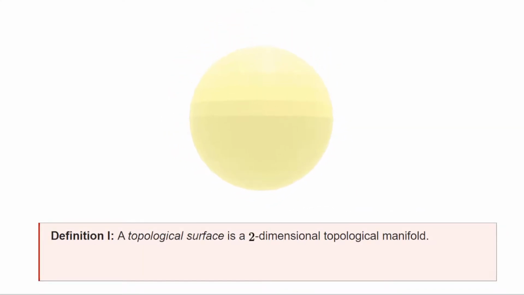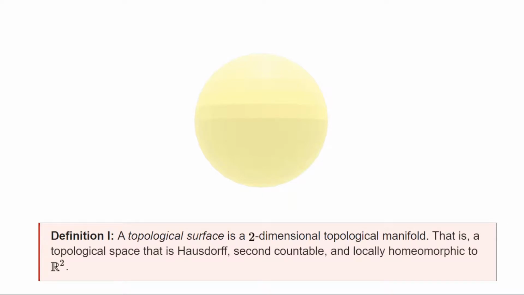A topological surface is a two-dimensional topological manifold. That is, it's a topological space that is Hausdorff, it's second countable, and locally looks like the plane. Depending on the context, this definition can be relaxed a bit by dropping either the Hausdorffness assumption or the second countability assumption, or maybe both. But this is not something we will look at in this video.